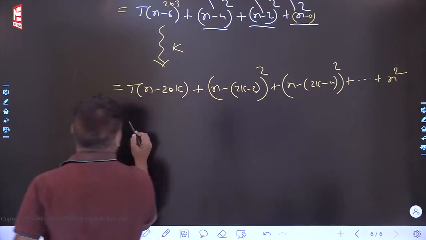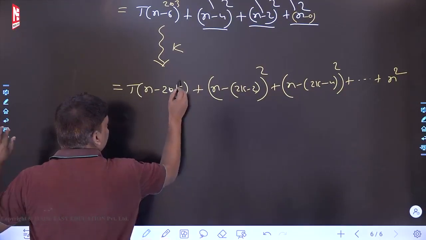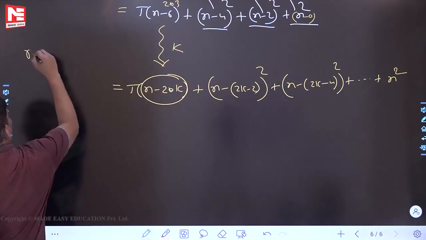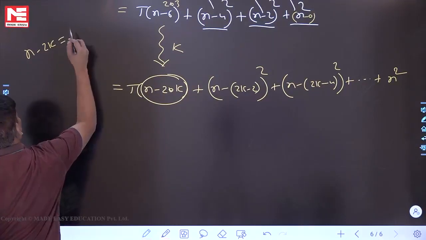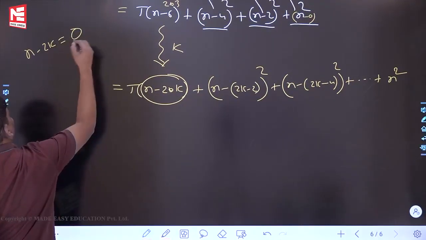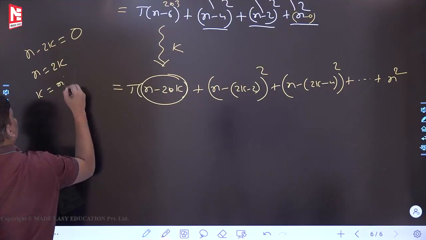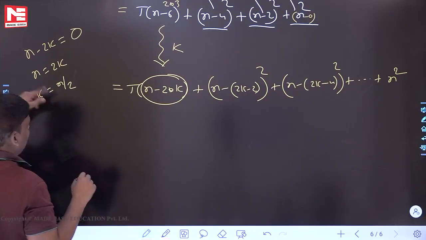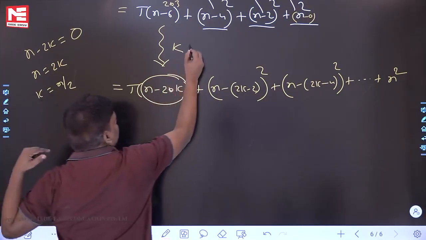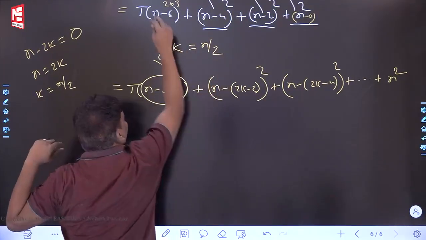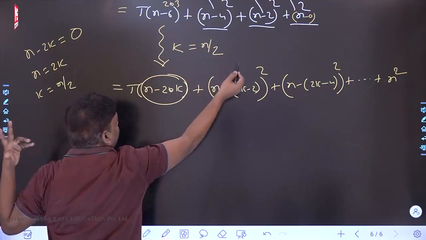Can you help, after completion of this one, what is the answer? Termination condition. Let me write: n minus 2K is equal to 0, same termination condition as the previous one. n is equal to 2K. K is equal to n by 2. If you always subtract 2, 2, 2, n by 2 times you have to do. K value is n by 2.